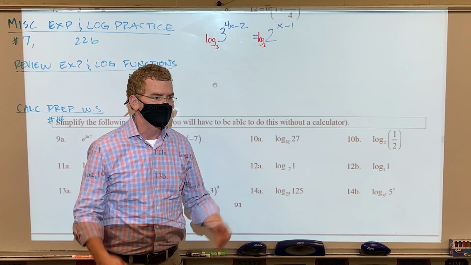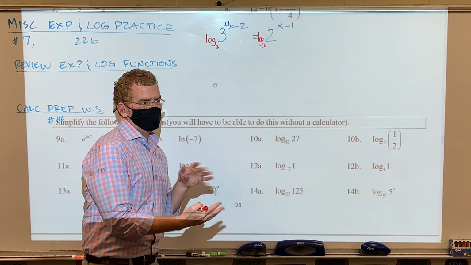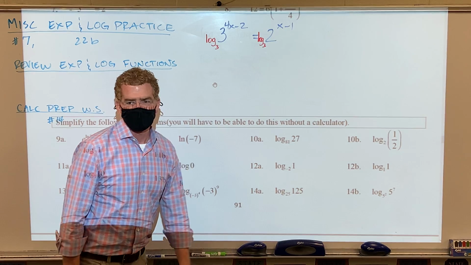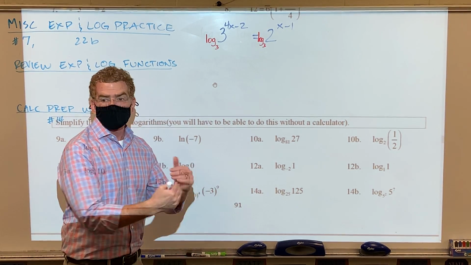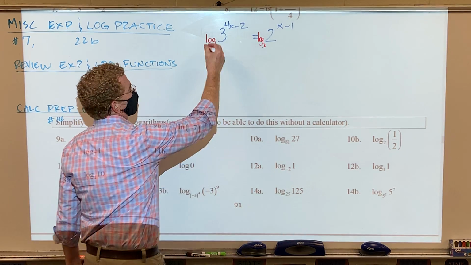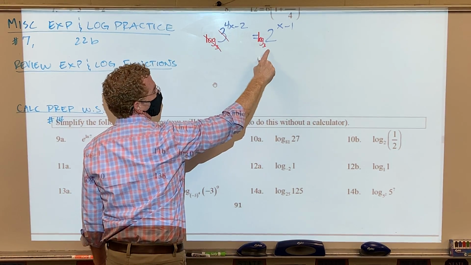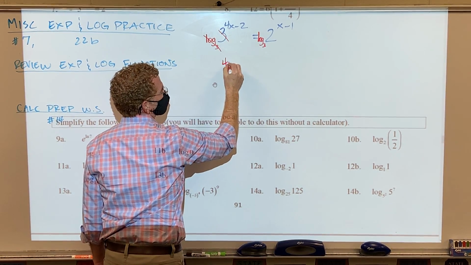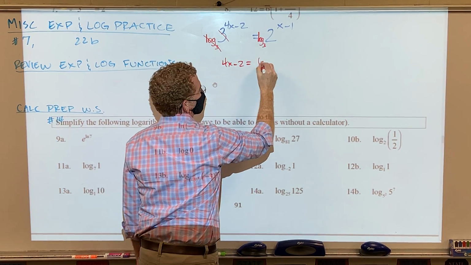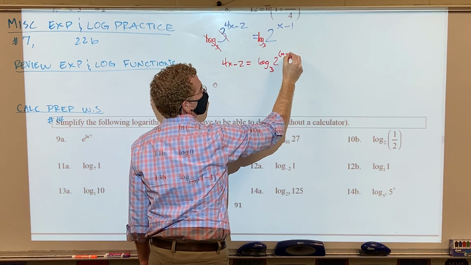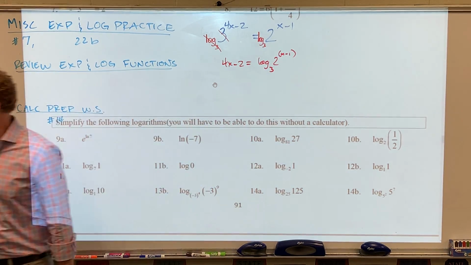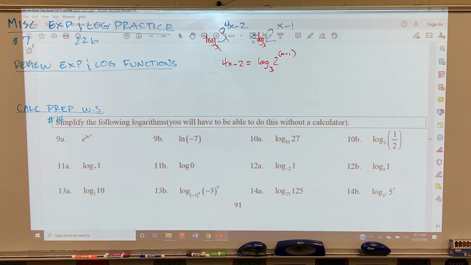But it's your choice. And at the end, you can manipulate the answers so they all look the same, but your answer is going to look really ugly, and it could be a million different things that all equal the same thing. So right here, this cancels, but this does not. So you end up with 4x minus 2 equals log base 3 of 2 raised to the x minus 1 power. Okay?